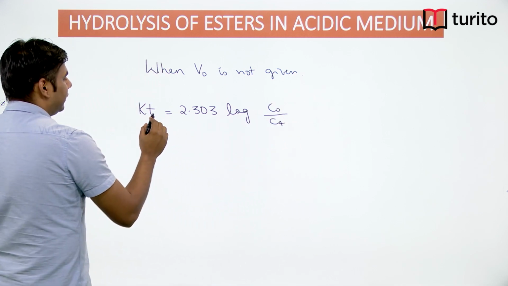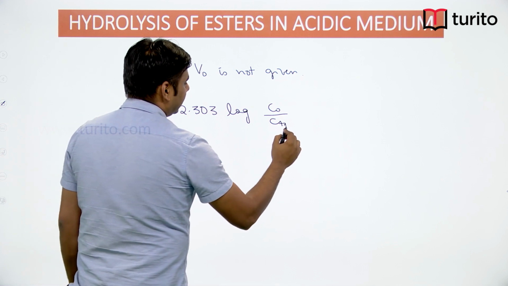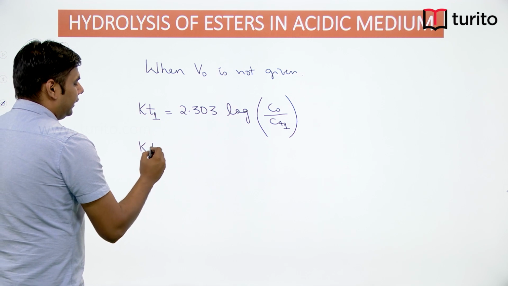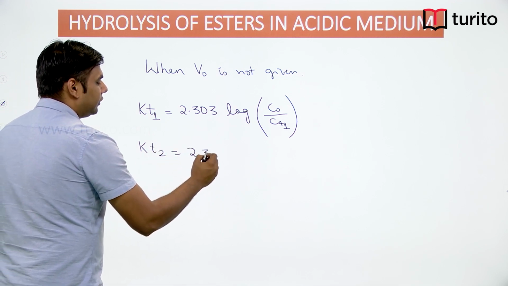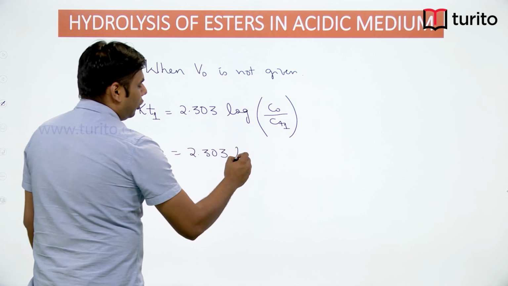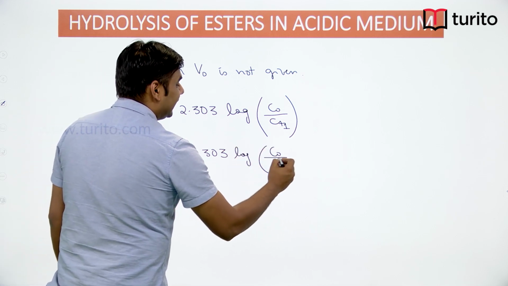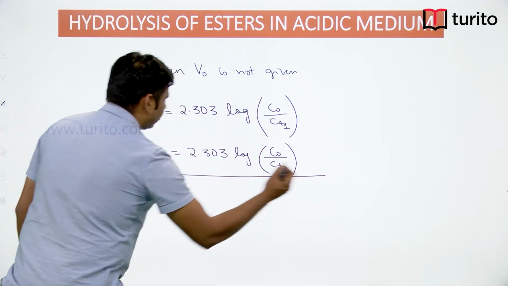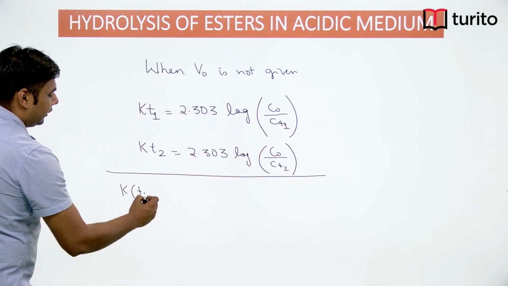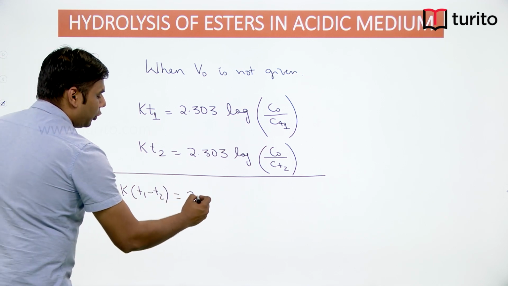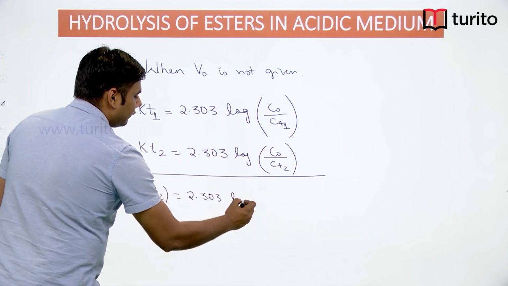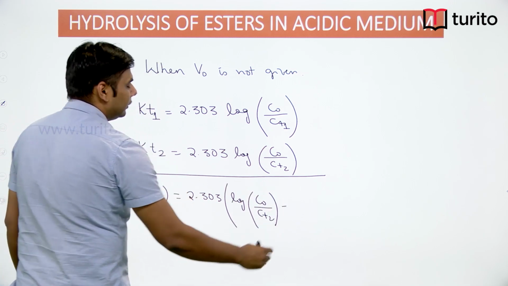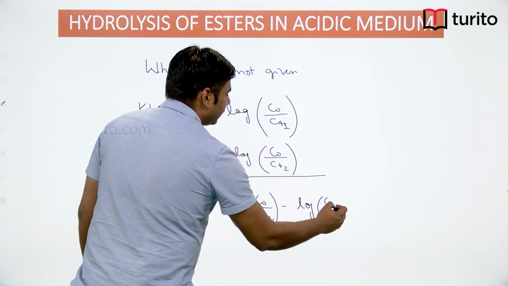Suppose we are finding the rate constant at time t1, so I can write this as C naught upon C t1. At time t2, I can write the equation as 2.303 log of C naught upon C t2 will be equal to K into T2. So I will just subtract these two expressions. So I will write this as K into (T1 minus T2) equals 2.303 times [log of C naught by C T2 minus log of C naught by C T1].